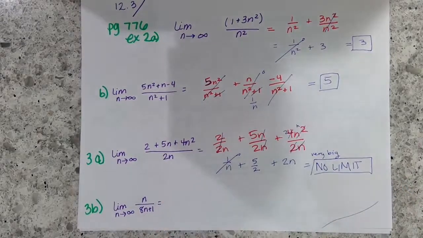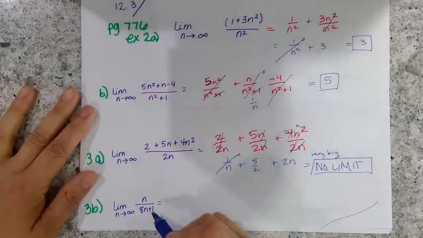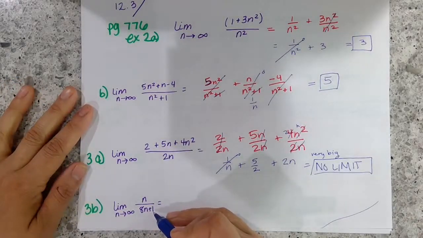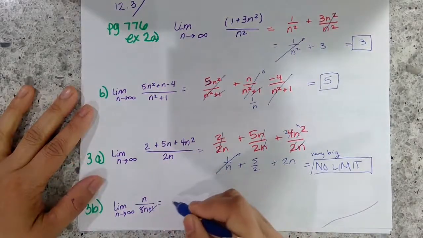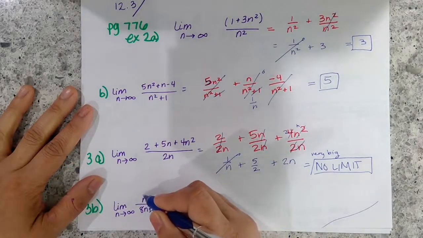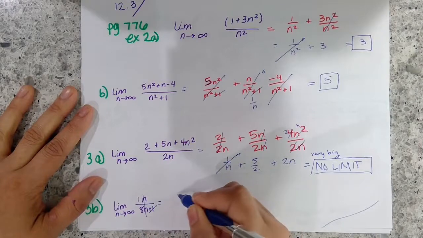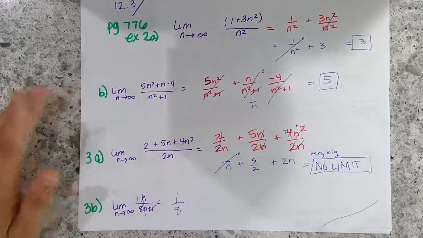All right, take a minute, try to guess on this one and see what you get. All right, so did you guys get an answer for this one? This one's a little bit different. I actually wrote it wrong from your book, but it doesn't matter. Let's work this one out. So this 1 in the denominator again becomes negligible. Your n's would cancel, and you would get 1/8 as it approaches infinity.